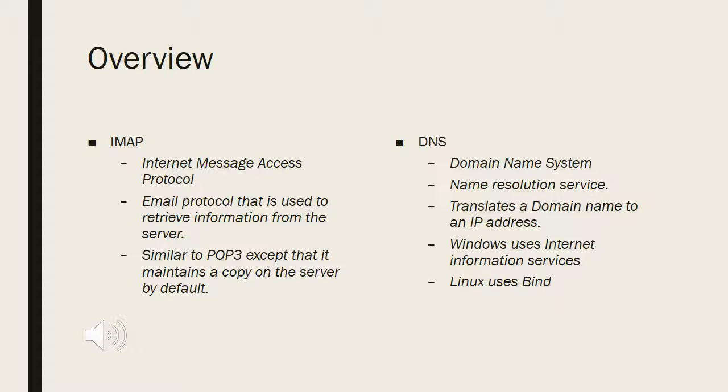IMAP is an email protocol. IMAP stands for Internet Message Access Protocol. It is used much like POP3 to retrieve information from the server. However, unlike POP3, it maintains a copy of the email on the server and just downloads that copy to each client that connects to it. This creates a copy of the same email on any device that connects to the email server.